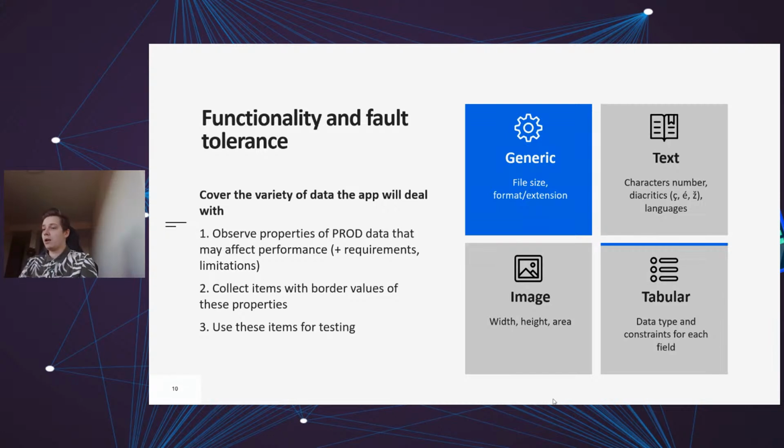For text data, there are the number of characters in the text, presence of diacritics, and just presence of different languages in the text. For image data, we have width, height, and area in pixels, and all these properties may drastically affect ML endpoint or backend performance, and even cause failures. With tabular data, we should care about data types and constraints of fields.